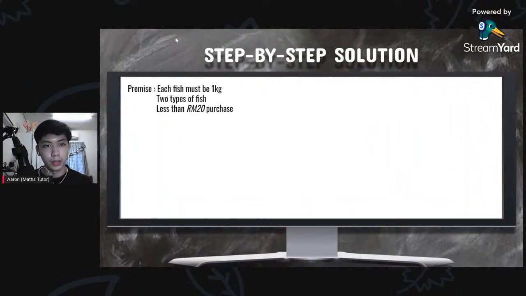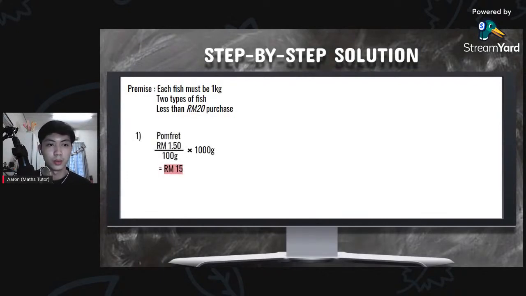Okay, so we see the premise here, we see the statement. Each fish must be 1 kg, and two types of fish only. Cannot be three types, cannot mix with three types of fish. Just two types, and less than 20 ringgit. Okay, and here it goes.